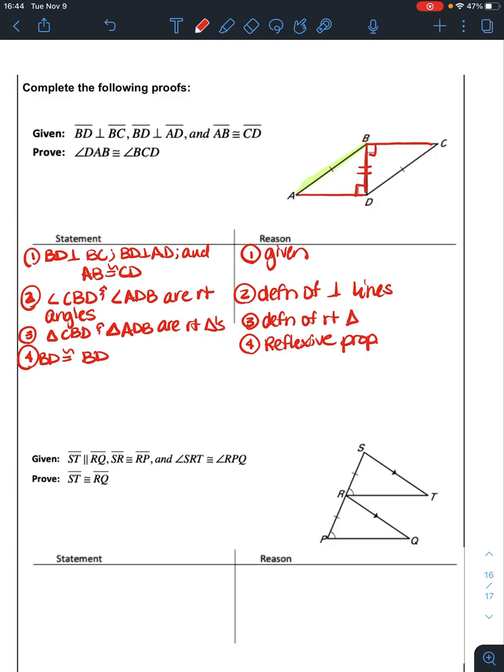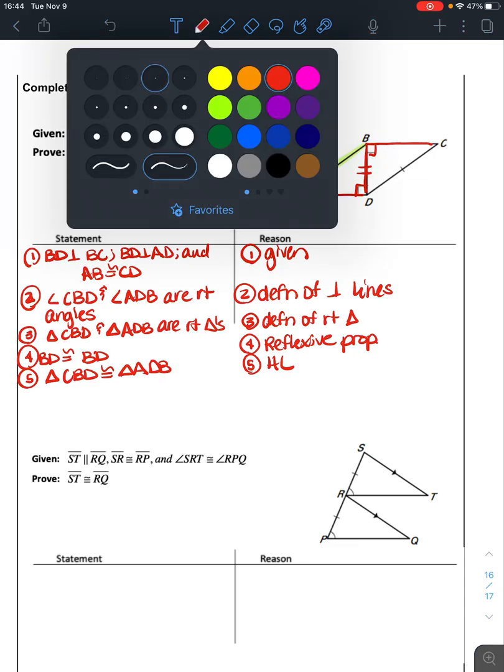Okay, so now I have the two pieces that I need. I have the hypotenuse and I have the leg. It's SSA, but we're not going to use SSA because this is a right triangle. So now I can say triangle CBD is congruent to triangle ADB because of HL. I have a right triangle, which means I have a hypotenuse, which means I can use HL. So now I know that those two triangles are the same size.